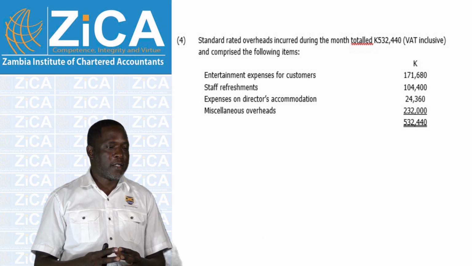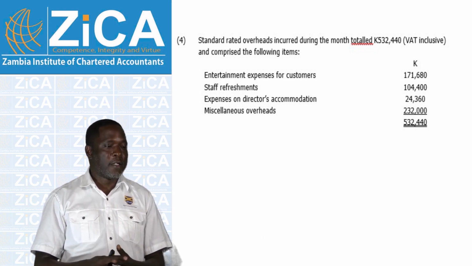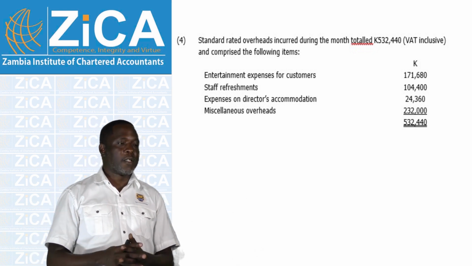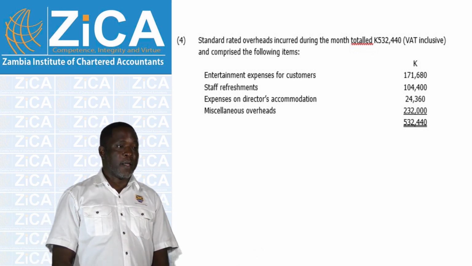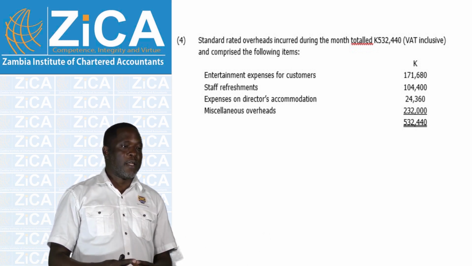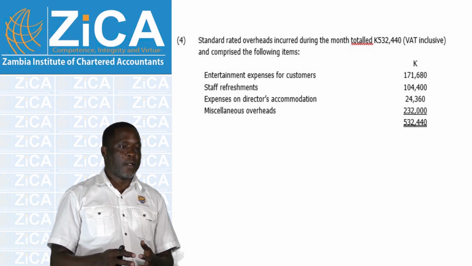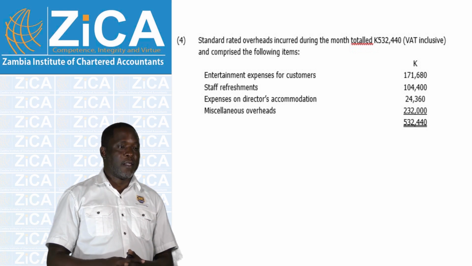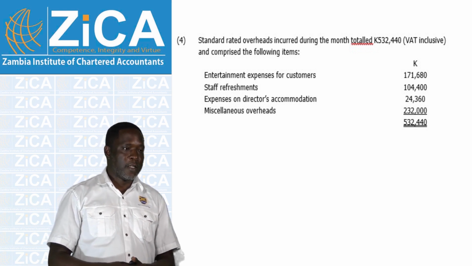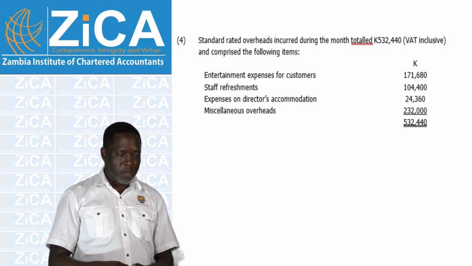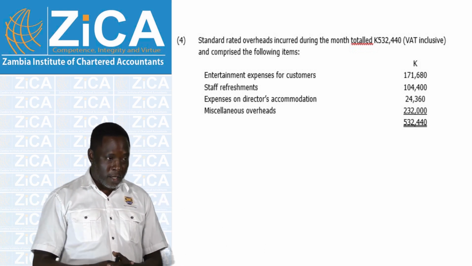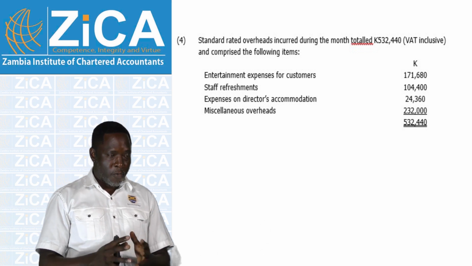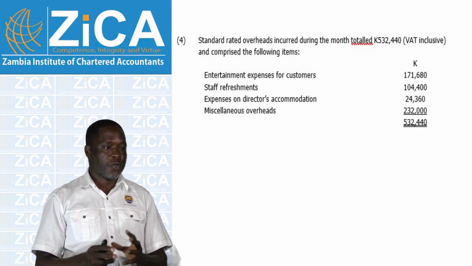So to calculate how much of the input VAT can be recovered on the miscellaneous overheads, we use the partial exemption formula. So the partial exemption formula is stated as total taxable supplies over total supplies, then multiplied by 100%. So we are going to demonstrate how we are going to practically do that computation by looking at the solution here.